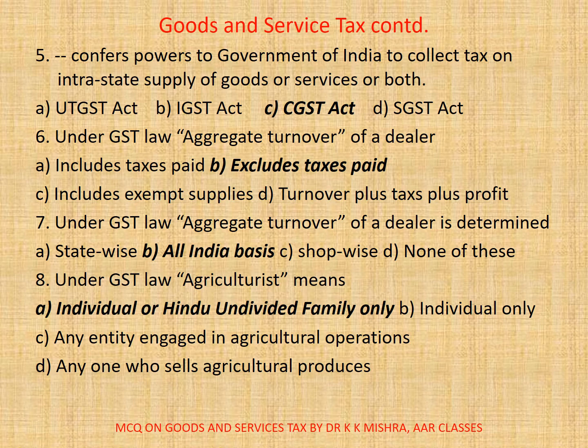8. Under GST law, agriculturist means A. individual or Hindu undivided family only, B. individual only, C. any entity engaged in agricultural operations, D. anyone who sells agricultural produces. Here correct option is A. individual or Hindu undivided family only.